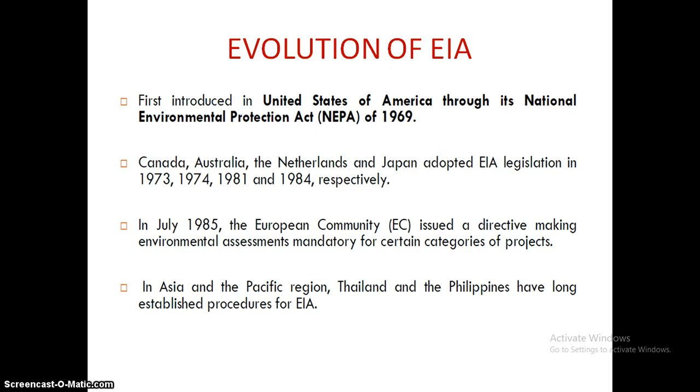Now, let's see the evolution of EIA. The concept of EIA was first introduced in the USA through its National Environmental Protection Act of 1969. Canada, Australia, Netherlands and Japan adopted EIA legislation in 1973, 1974, 1981 and 1984 respectively. In July 1985, the European Community issued a directive making environmental assessment mandatory for certain categories of project.